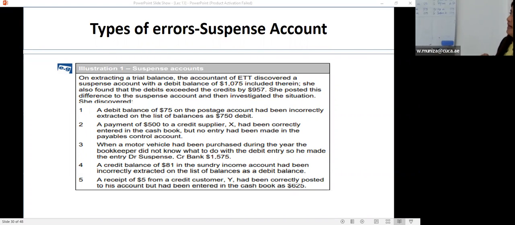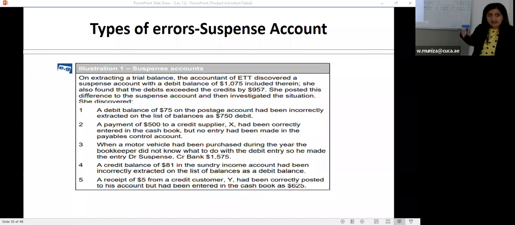Okay, the next one. A credit balance of 81 in the sundry income account has been incorrectly extracted on the list of balances as a debit balance. Students, what have we done? There has been a credit balance in the sundry income account, but we have incorrectly extracted it as a debit balance. This is an extraction error. Basically, in the accounting entry, we have not made an error. In extracting the balance from the ledger account, we have made this error. We should have credited it, but we have given a debit to it.